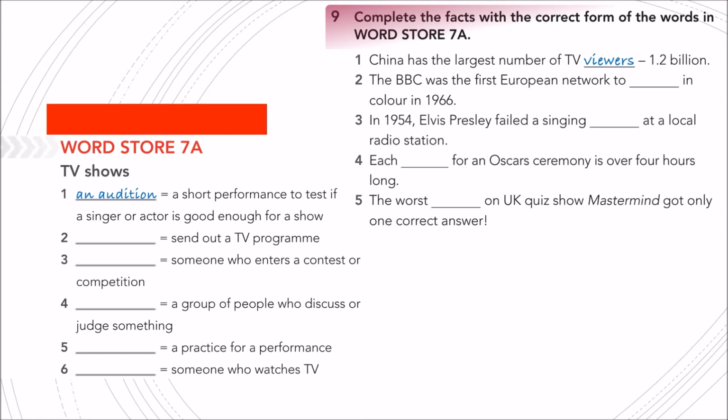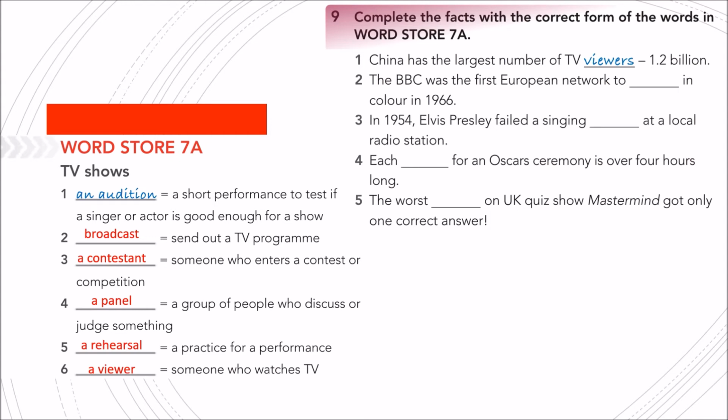Let's check the answers. As you can see, the words audition, broadcast, contestant, panel, rehearsal, and viewer mean these things as they are listed. We are using the singular form for most of them because the definition refers to the singular form. Now let's see how you did for exercise 9.